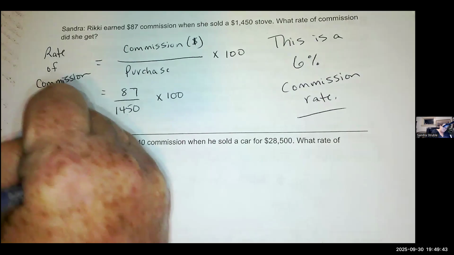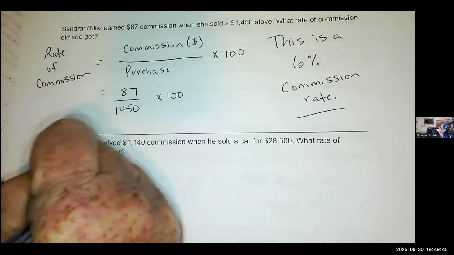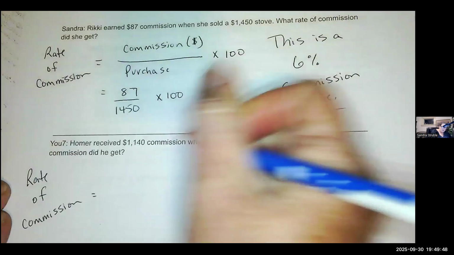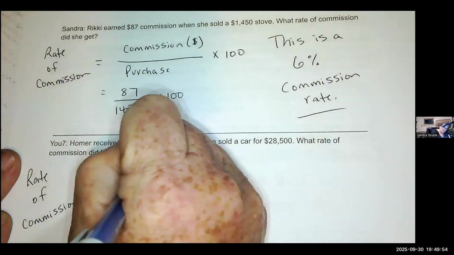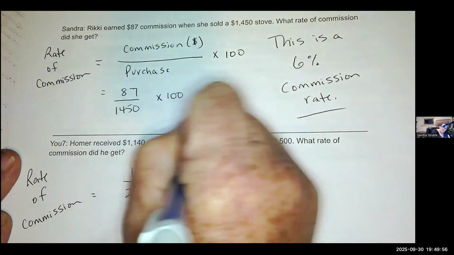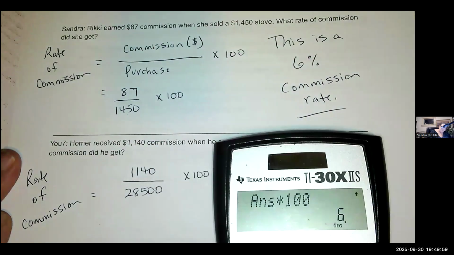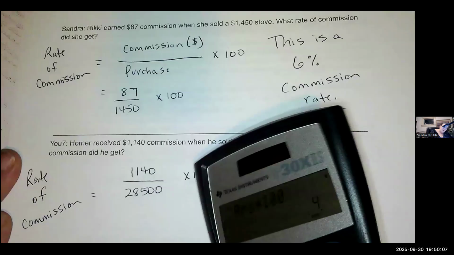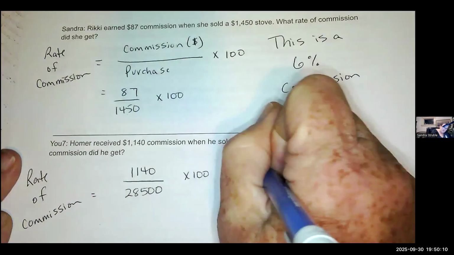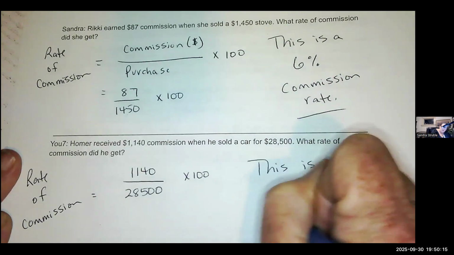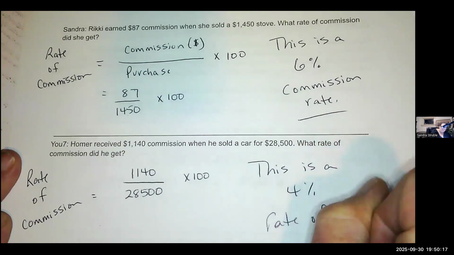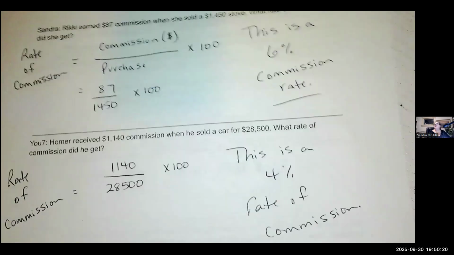The rate of commission is the commission amount, which is 1,140. The purchase price was 28,500. And then we're going to multiply that by 100. 1,140 divided by 28,500 equals, times 100 equals. And that is a 4% rate of commission.